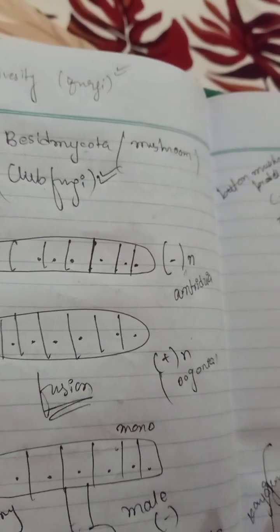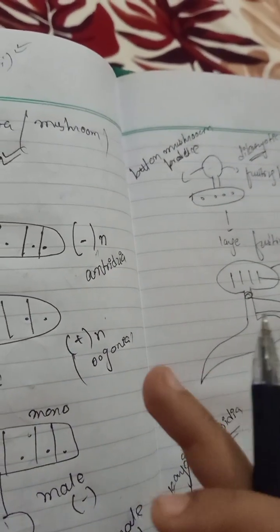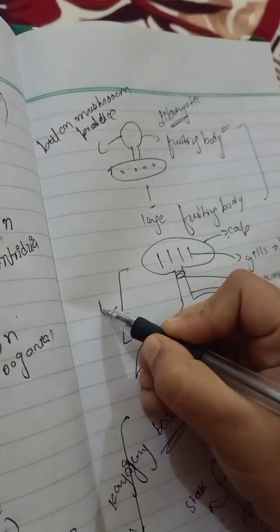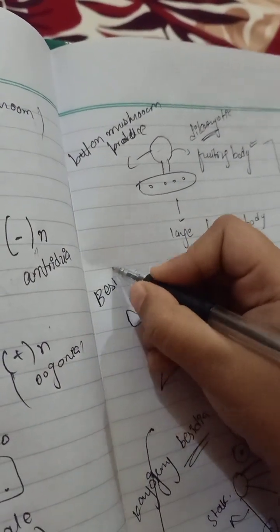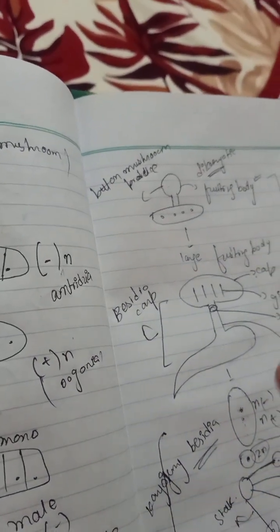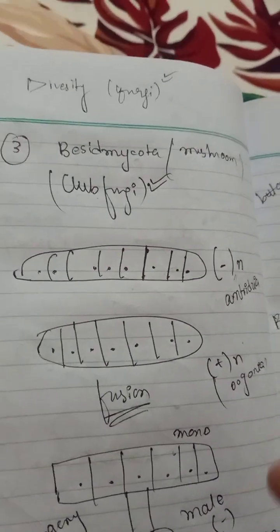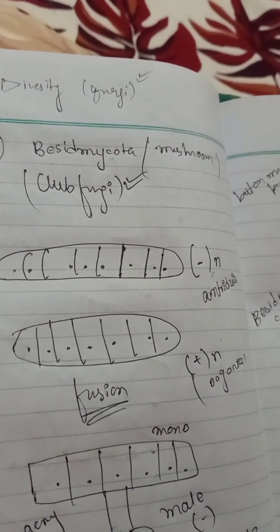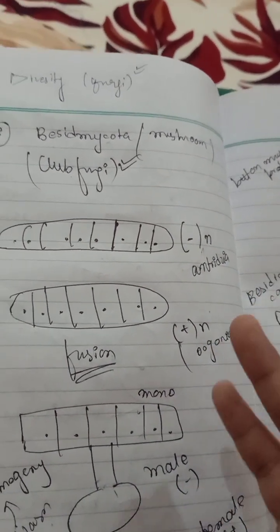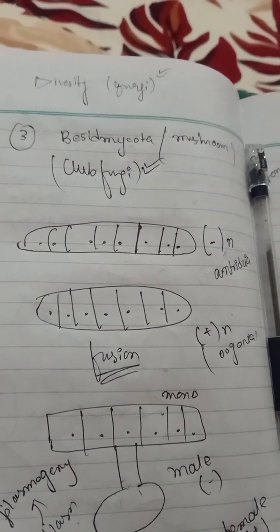The sexual spores are produced in the basidia, as you all know. The fruiting body is called the basidiocarp, which is the large fruiting body. This was the sexual reproduction. Asexual reproduction basically happens through conidiospores, sporangia and sporangiophores, and fragmentation, which we have discussed in the previous video. You can watch this video, and I hope you like this video.